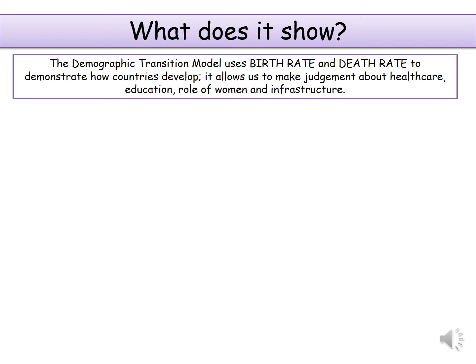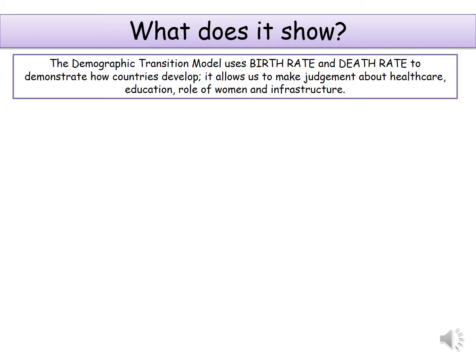The demographic transition model uses two pieces of data to tell us information about a country, which allows us to make a judgment about whether a country is developed. So is a country making good progress in terms of healthcare, education, the independence of women, and also the quality of infrastructure? If you have a low birth rate, it means that your country has women who are working rather than having babies. It means that you have got a good healthcare system, so you don't have to have lots of babies in case one of yours dies.